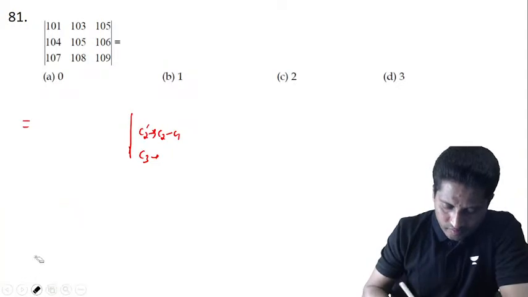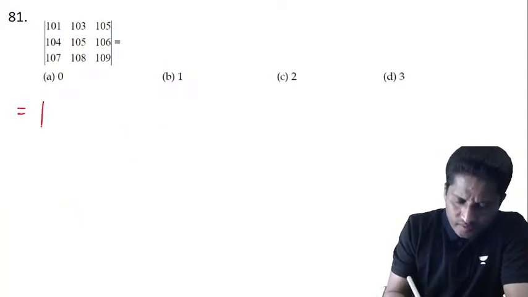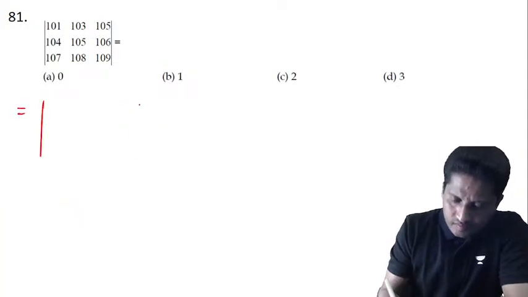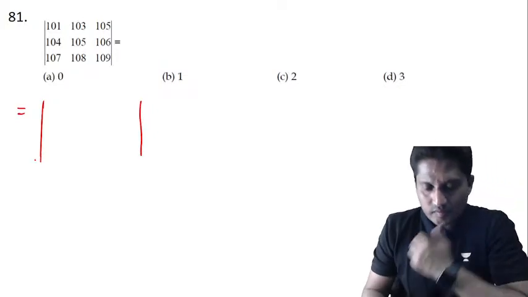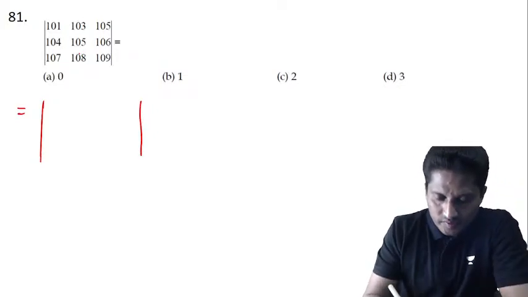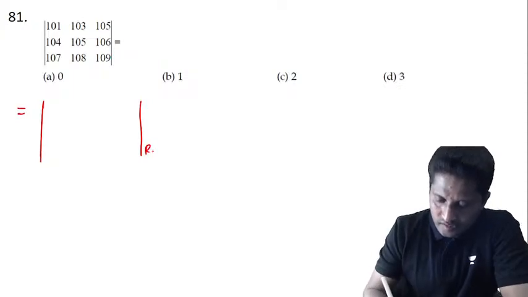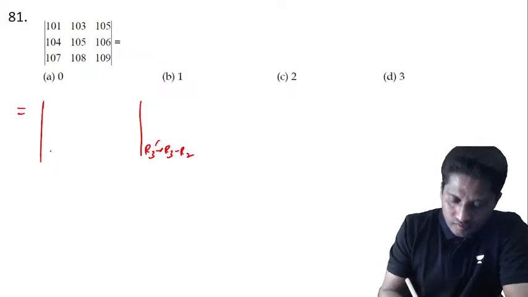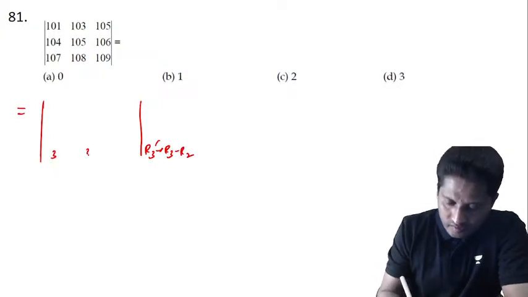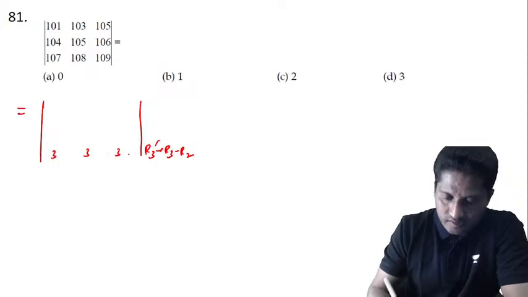It's equal to the determinant of, you subtract, this will be 3, this will be 3, this will be 3. Change R3 to R3 minus R1, R3 minus R2. This is 3, this is 3, and this is 3.